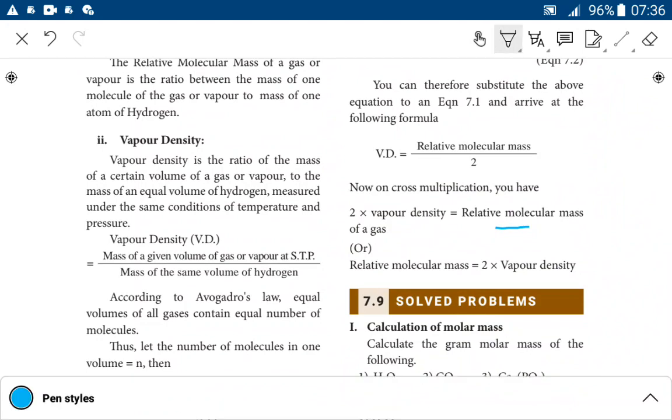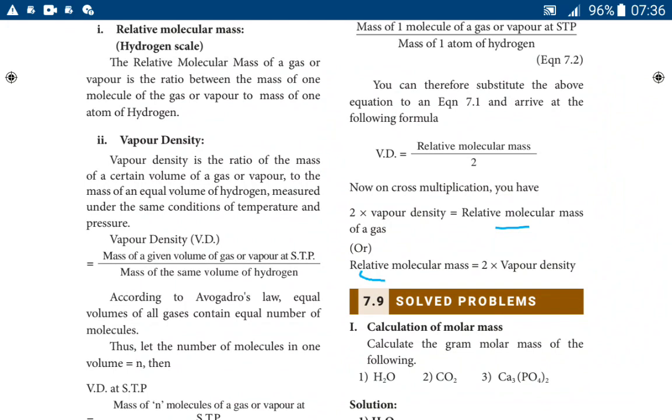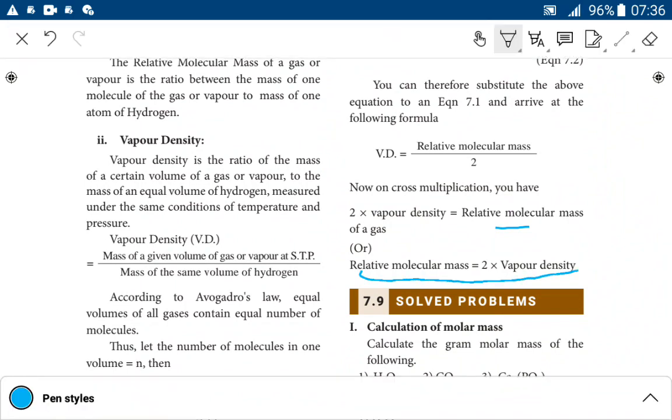So this is the simple relation between vapor density and molecular mass, that is, relative molecular mass is equal to 2 into vapor density. This is the relation between vapor density and molecular mass, and this is a simple one that will be asked in the exam.